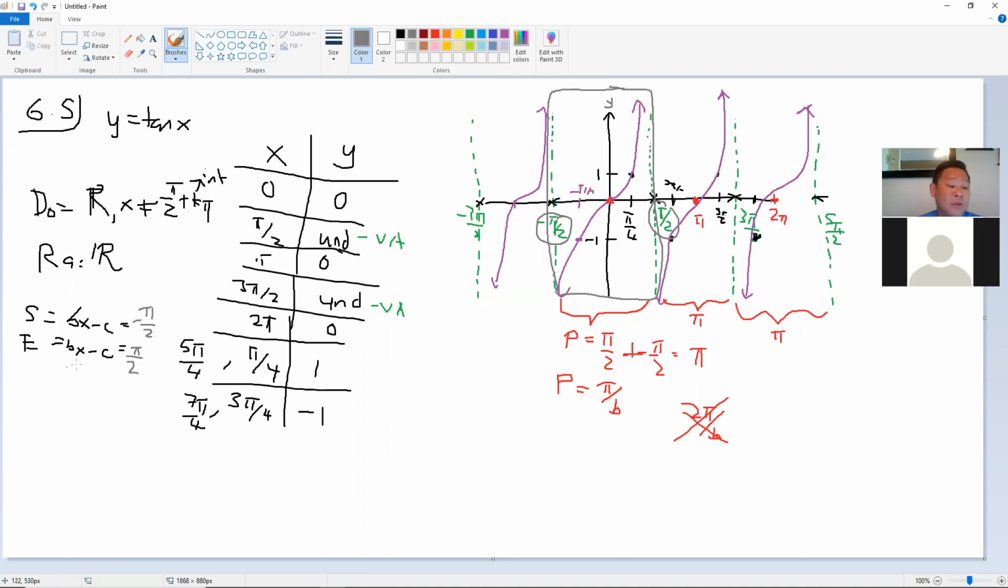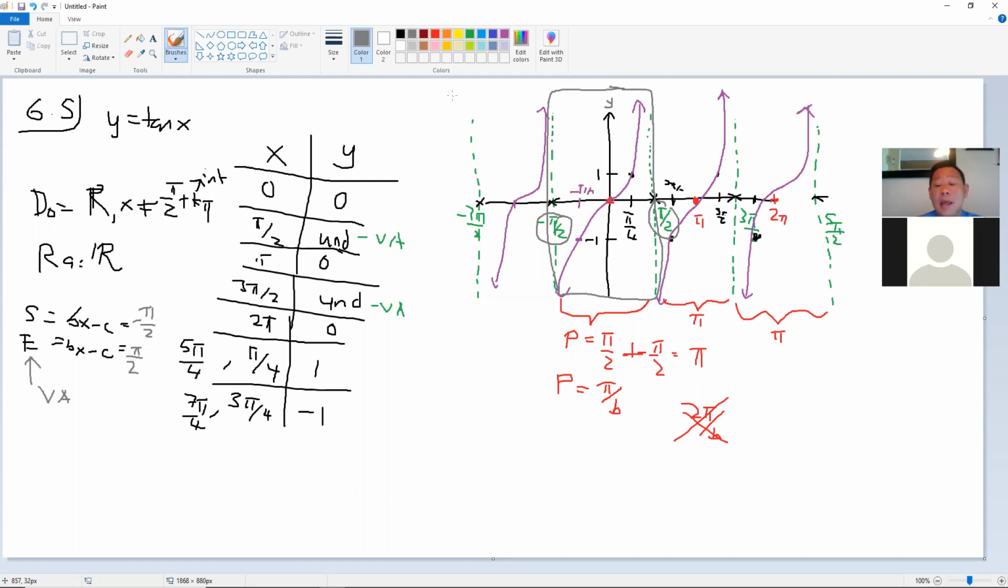And do not forget, when you solve for x, the starting and ending points here we also call your vertical asymptotes. That means it's a dashed line, which means your graph will not cross over those lines.